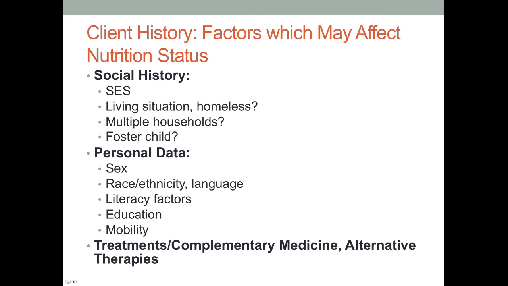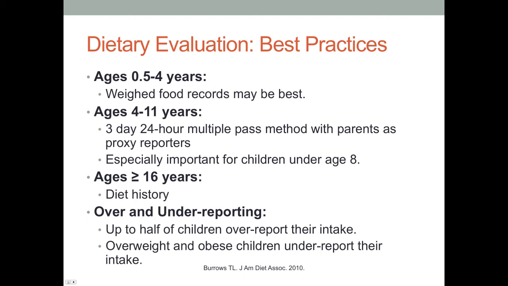In addition, you're going to want to get that social history just like you would for an adult, but some things that might apply in a pediatric setting would be, are there multiple households? Adults typically live in one household, but children might live with two parents or two parents and a grandparent. They might be in foster care. Also, you are not necessarily looking at the literacy of the patient, although you might be, but the literacy of the parents and what language they speak or read, and also what sort of mobility they have. And then as always, if they're on complementary medicine or special supplements or alternative therapies, and why.